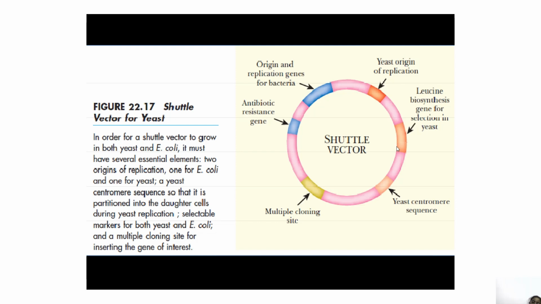So in order for a shuttle vector to grow in both yeast and E. coli, it must have several essential elements like two origins of replication, as we talked about, one for E. coli and one for yeast, and a centromere sequence so that it is partitioned into the daughter cells during yeast replication. Selectable markers for both yeast and E. coli, and a multiple cloning site for inserting the gene of interest.